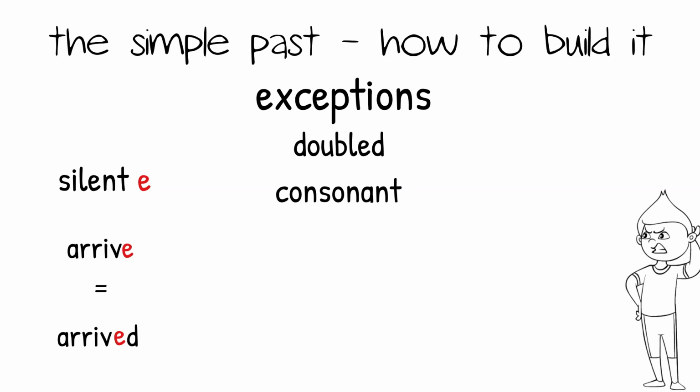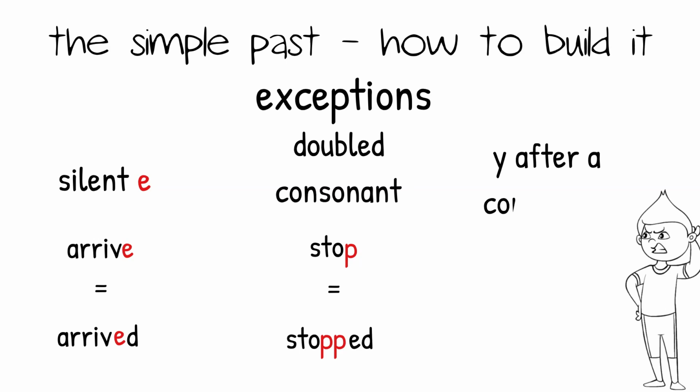Rule number 2. After a stressed vowel, so A, E, I, O or U, the following consonant is doubled. To stop, for example, then becomes stopped with the double P, as the O is stressed. The third rule is that a Y after a consonant becomes IED. Try, for example, then becomes tried.